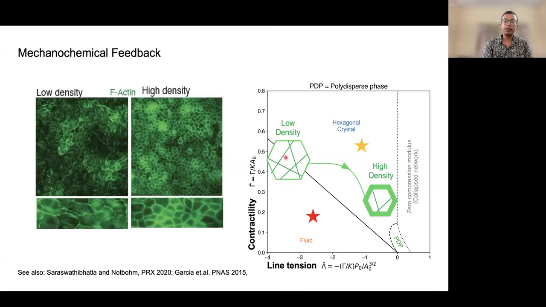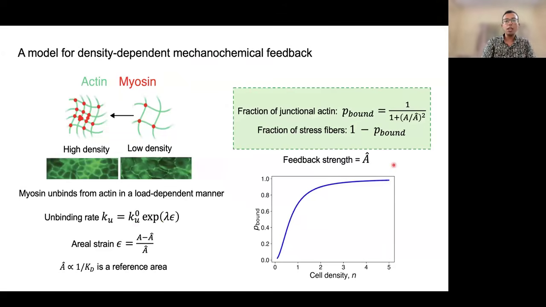In particular, in Sindhu's case, at low density, you will be roughly over here where you have more stress fibers. And at high density, you will go roughly over here where you have more junctional actin. And this is something that we need to capture in the model. And we can capture this by considering the load-dependent or density-dependent binding of myosin to actin.